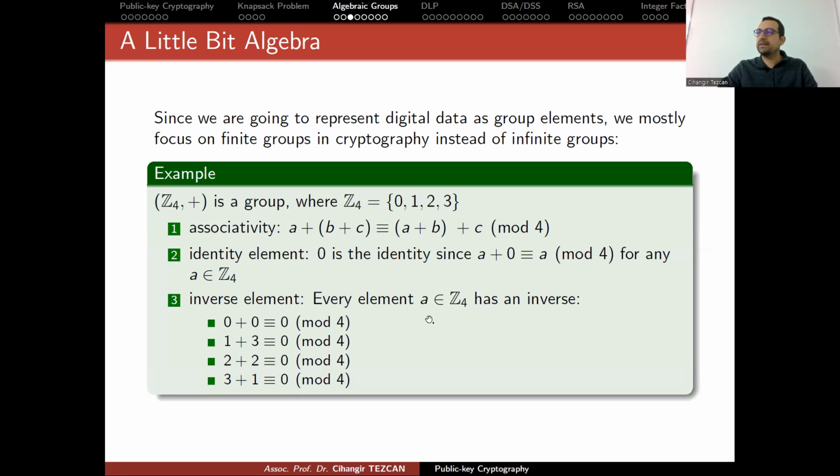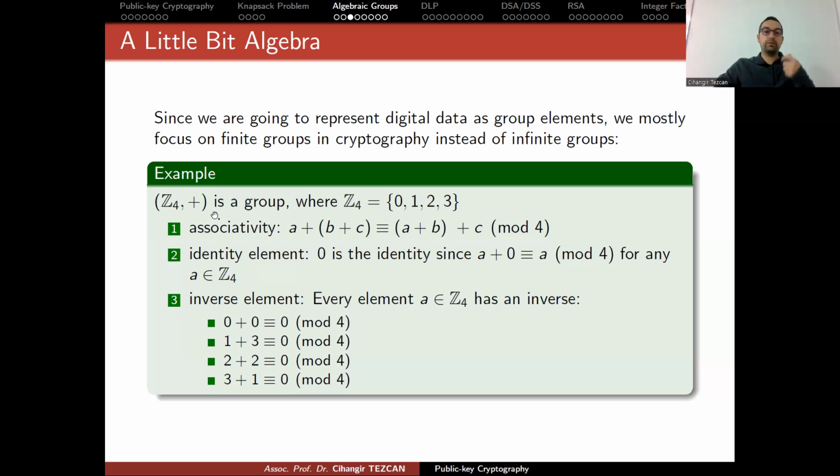And every element has an inverse. Let's start. 0 is its own inverse because it is the identity element. 1 has an inverse of 3 because 1 plus 3 equals 0 modulo 4. 2 has an inverse of 2, so it is the inverse of itself. Since we found 3 as the inverse of 1, 1 would be the inverse of 3. Okay, so every element has an inverse.